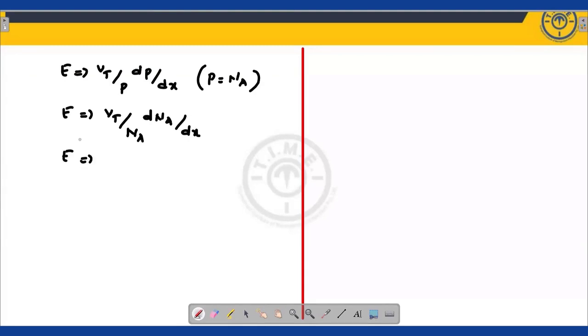So here E is equal to, see here what happens? This Vt becomes Vt, so 1 by Na into dNa by dx. This term I will write down like this, d by dx into ln Na of x. Very important is this one. So this particular term is like this.